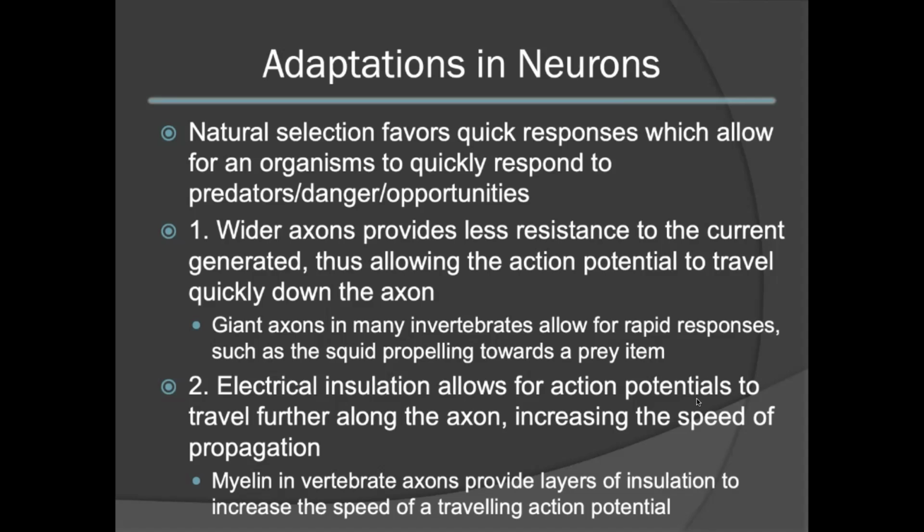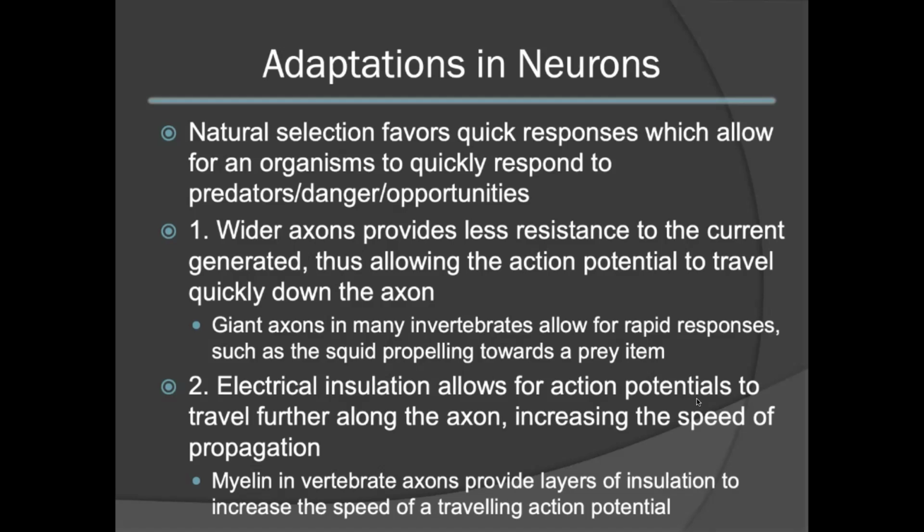Some of these adaptations include wider axons. Wider axons provide less resistance to the current that is generated as action potentials pass down the axon. This will allow the action potential to travel much more quickly down the axon. Wider axons are present in giant axons in many invertebrate species such as squid. This allows for rapid responses and will allow the squid to propel towards a prey item very quickly.